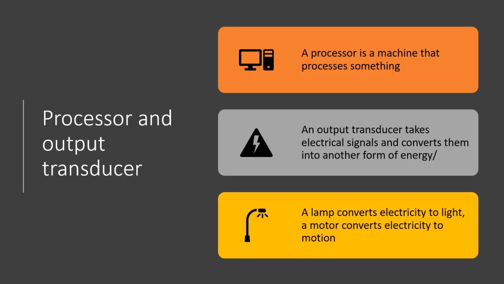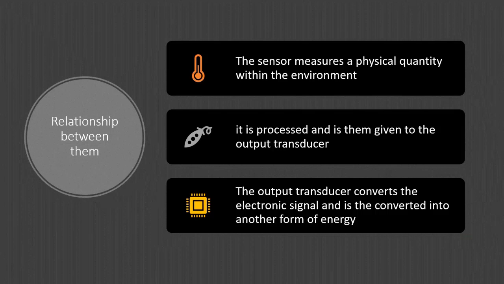Processor and output transducer. A processor is a machine that processes something, and an output transducer takes electrical signals and converts them into another form of energy. A lamp converts electricity into light, and a motor converts electricity into motion. The relationship between them is that the sensor measures a physical quantity within the environment, which is processed and then given to the output transducer, and the output transducer converts this electrical signal into another form of energy.